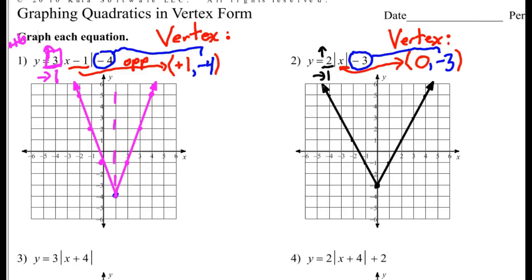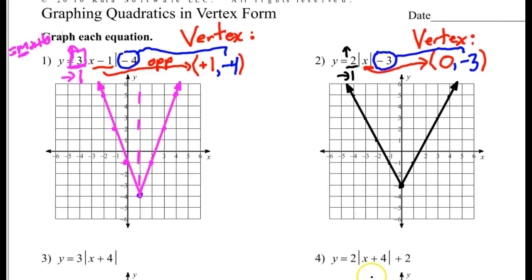There we go. Okay, go ahead and do 3 and 4. Get the hang of it. Please write it just like this. Vertex is this. Vertex is this. Explicitly write it out. If you want to, you can also label it on the actual graph. In parentheses.